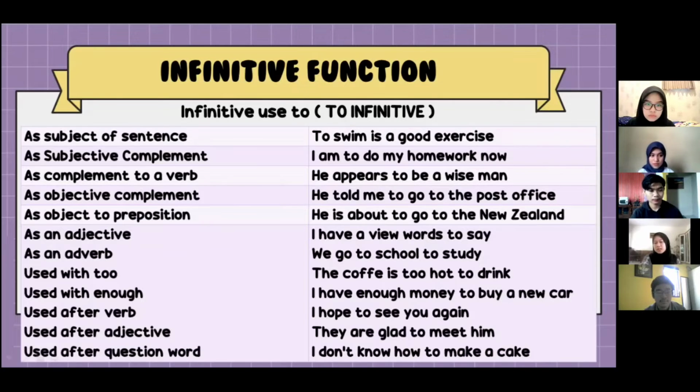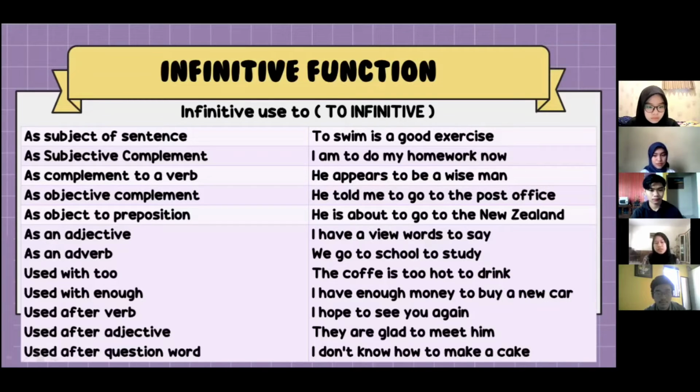Use with too. The coffee is too hot to drink. Use with enough. Example, I have enough money to buy a new car. Use after verb. Example, I hope to see you again. In the sentence, hope is a verb, and then to see is the infinitive. So the infinitive is used after a verb.